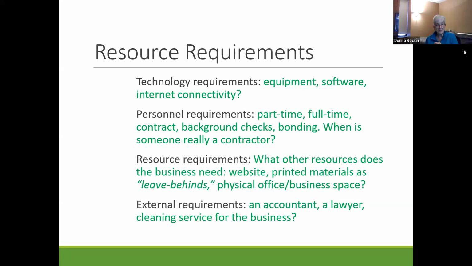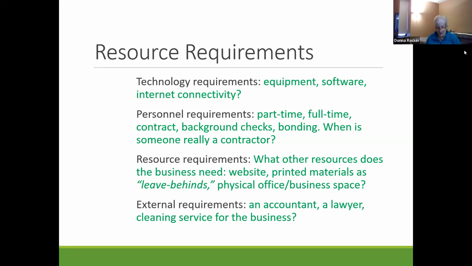So do you need physical office space or business space? Often you don't, but these are things that you have to consider, because so many of them have expenses. Even if you have a website and you use GoDaddy to get a website, you're paying for the host to upkeep the website. So this is all money that you're going to be paying.